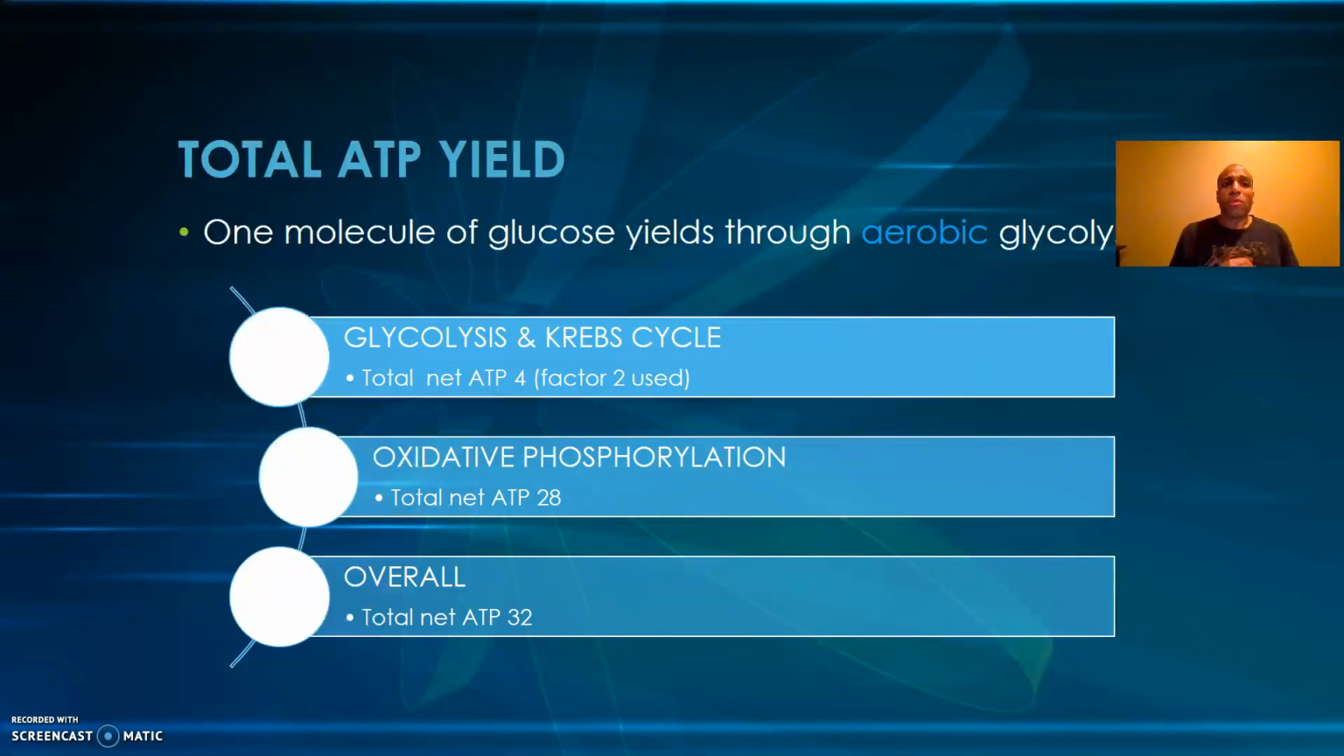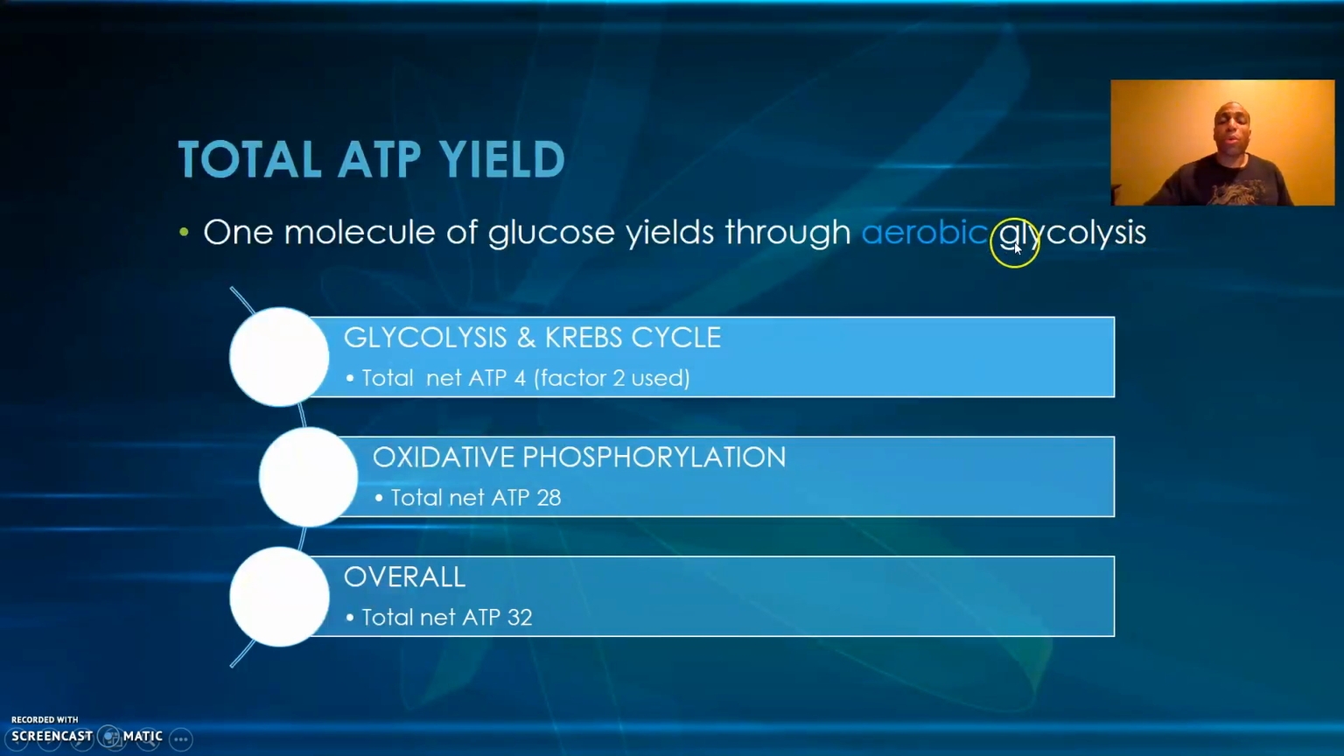So now what we're going to look at is the total ATP yield. It's kind of how much bang for your buck you're going to get with each process here. I wanted to start off first with one molecule of glucose through aerobic glycolysis. Aerobic glycolysis, remember we talked about, means having oxygen present. So we have the first two cycles with glycolysis through aerobically, and the Krebs cycle, or that citric acid cycle.